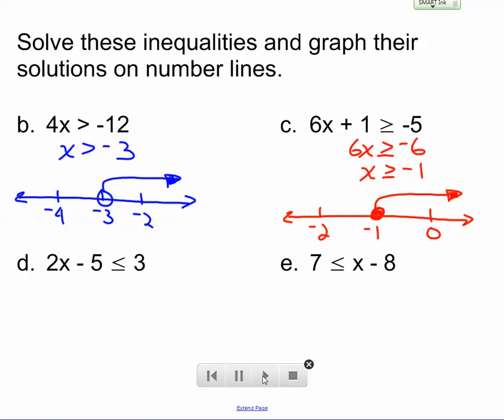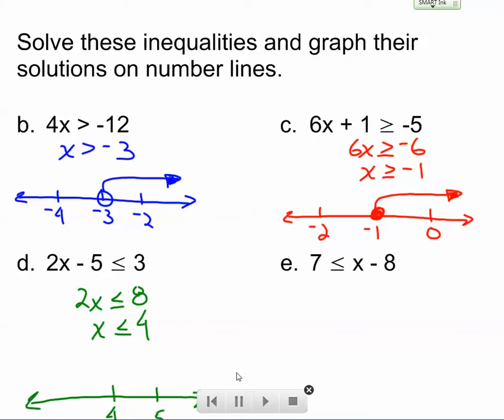Let's do another one. Let's add 5 to both sides of this inequality. We'll get 2x is less than or equal to 8. And then divide both sides by 2. x is less than or equal to 4. That's the solution. And then we'll graph it. Closed dot at 4, and values to the left, because we're talking about values less than 4.